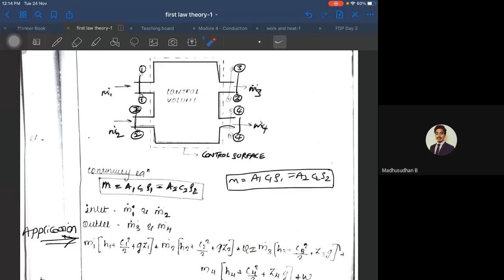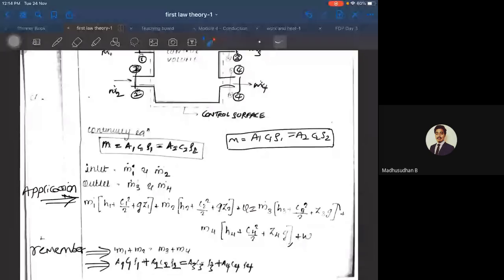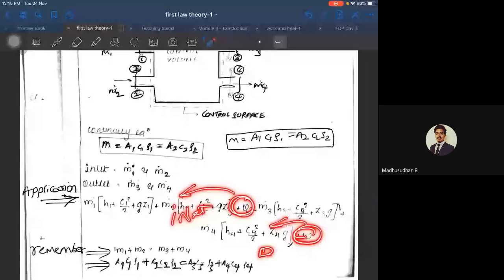Now for the outlet, how many outlets are there? Two. So here also there are two, but the outlets are m3 and m4. Same thing, if you apply: m3 into h3 plus C3 square by 2 plus g into Z3, plus m4 into h4 plus C4 square by 2 plus g into Z4. So applying it for the outlet, plus W. Remember, always Q is attached to the inlet and always W is attached to the outlet. Okay, so this is how you apply the energy conversion equation.